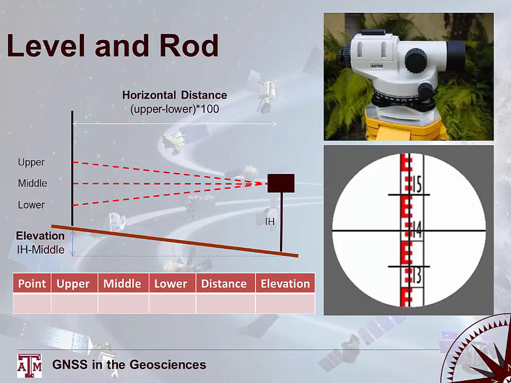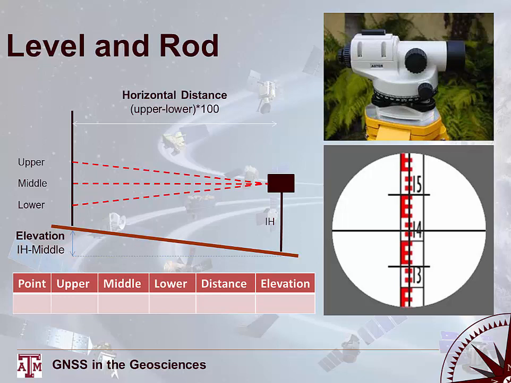The level and rod approach represents an improvement on the tape and compass approach. So the level and rod surveying technique uses a sighting level and marked rod to compute distance and direction. So the level pictured here in the upper right has a dial at its base. Now this dial allows the user to more precisely measure the angle to a particular point that they're surveying.